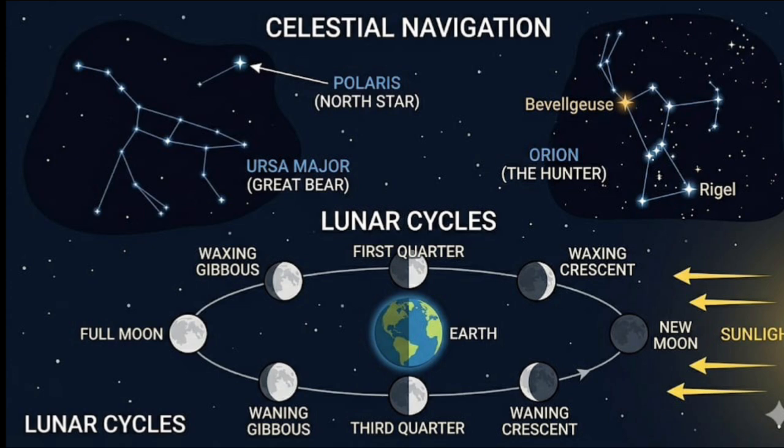Stars and the solar system, we investigate celestial bodies. We define constellations like Ursa Major and Orion as recognizable patterns of stars. A key investigation is understanding the phases of the moon as the result of the moon's relative position between the earth and the sun.